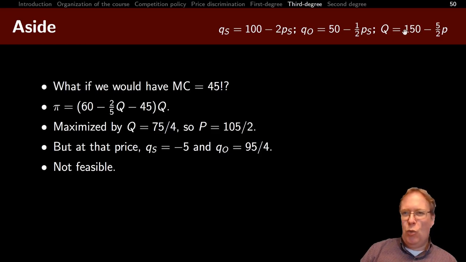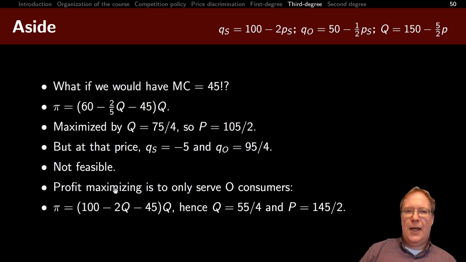So if I assume that I have demand from both groups, I end up with a nonsensical price, a price with negative demands. That simply implies that if I maximize my profits, I am only going to cater to the other citizens. It is profit maximizing to only serve the other consumers.